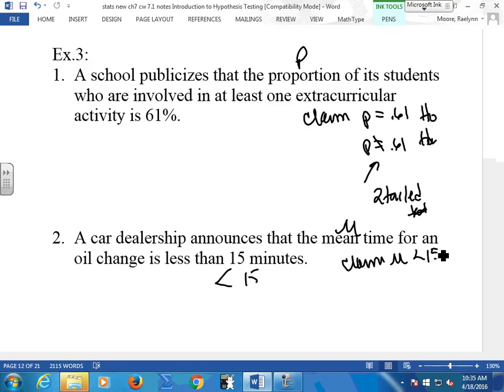Would you go if he said greater than or equal to 15 minutes? No, you'd find somebody that takes a little less time. So this is his claim. This is his HA. So what tail test do we do? Follow that arrow. Left. A left tail test. It's going to follow this arrow.